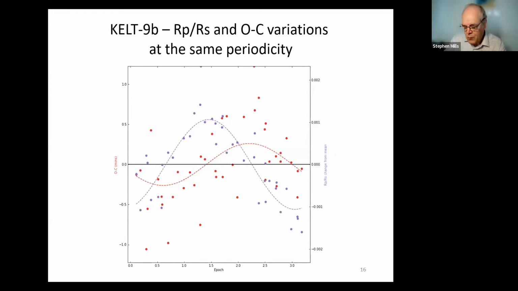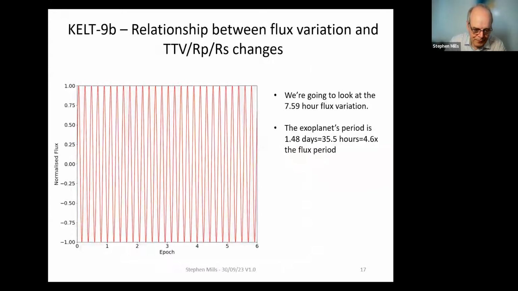So I found these periodic variations. I knew there was a flux variation in the star, and I wanted to see if the two were related. And it turns out that, numerically, the two could be related. This is a graphical version of a bit of maths that I did. We're looking at the flux variation, which has a period of 7.59 hours. The exoplanet's period is 1.48 days, which is 35.5 hours, about 4.6 times the flux period.